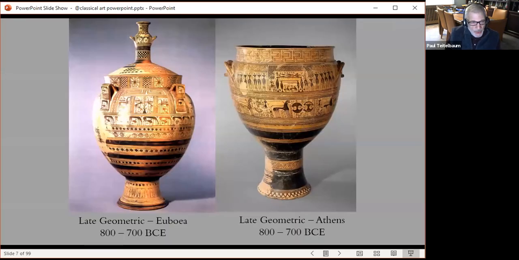When we get to the late geometric period, which is the 8th century, we start to see something new: the rediscovery of figurative representation. Initially, this is restricted to animals, as in the Euboean pot on the left, where the animals are painted in decorative bands, taking the place of the rosettes and swastikas characteristic of the Middle Geometric. Athens, however, shows conspicuous ambition by moving to representations of the human form.